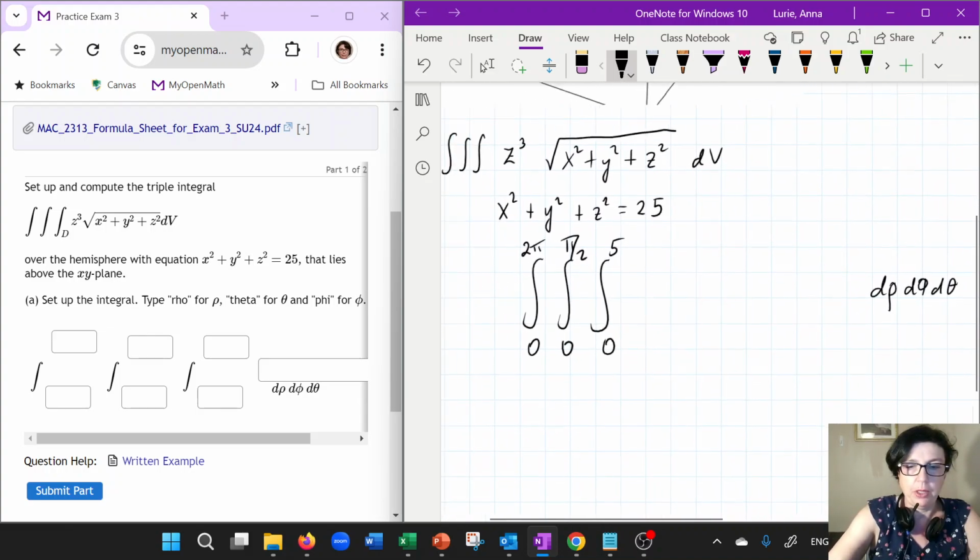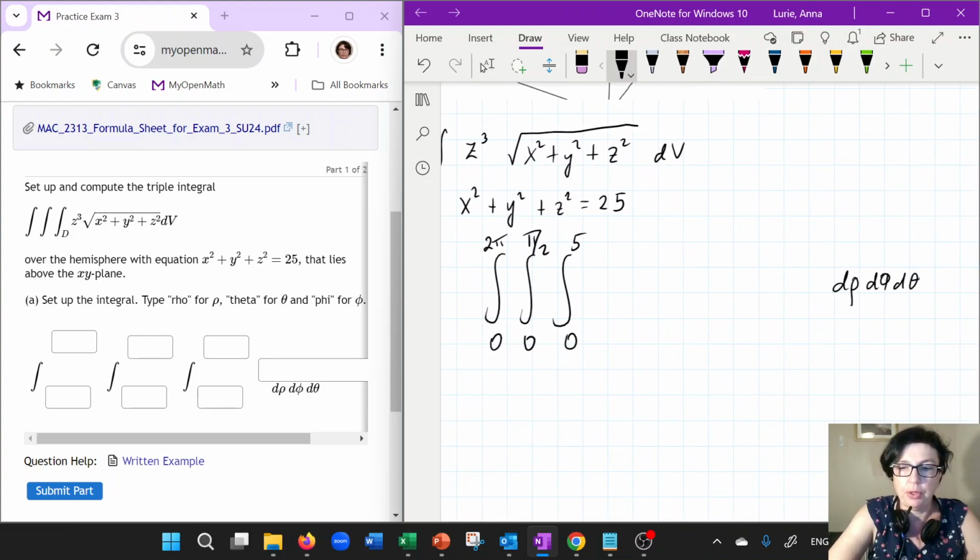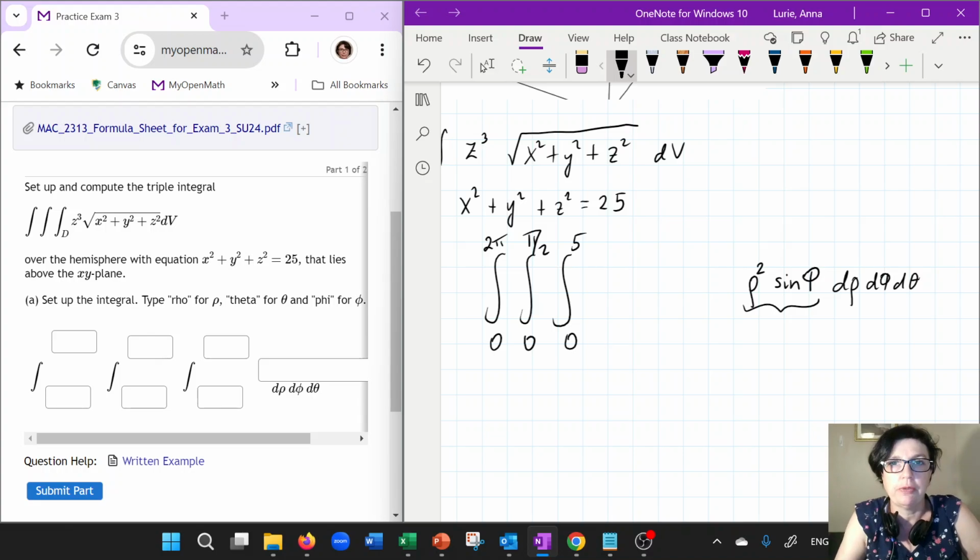Okay, so what else do we need to know about spherical coordinates? Number one, every time we switch to spherical coordinates, we're going to wind up with an extra factor, rho squared sine phi. This will always be there regardless of what you have to integrate. For example, if I wanted to find the volume of this hemisphere, I would integrate 1. But I still have to include this factor rho squared sine phi because that's responsible for switching from rectangular to spherical coordinates.